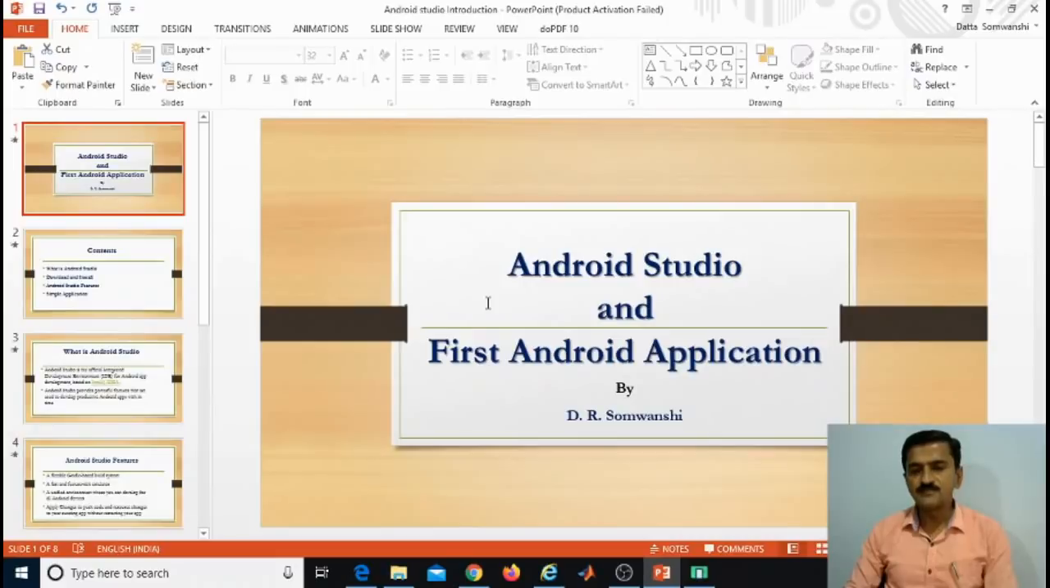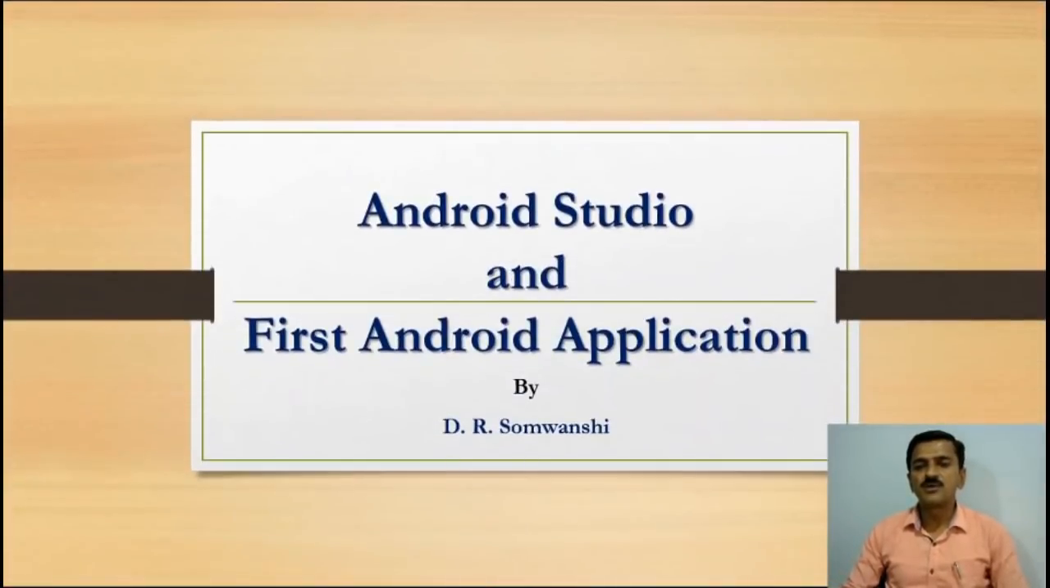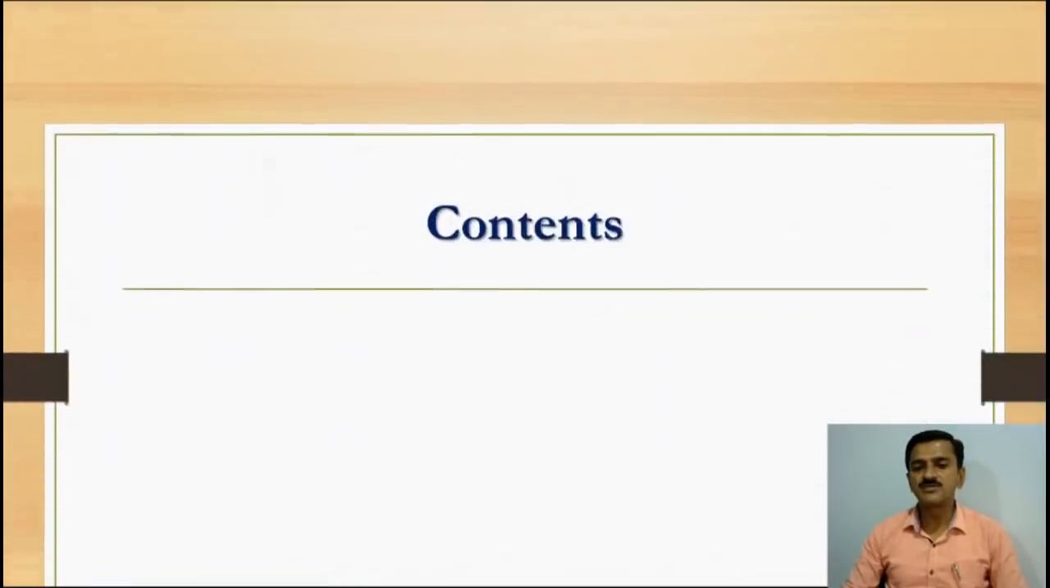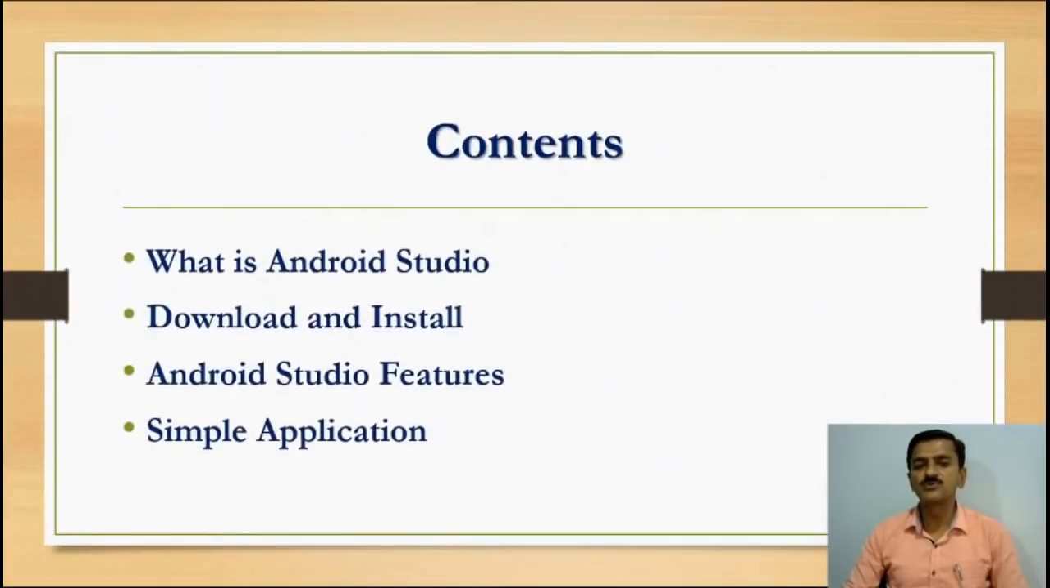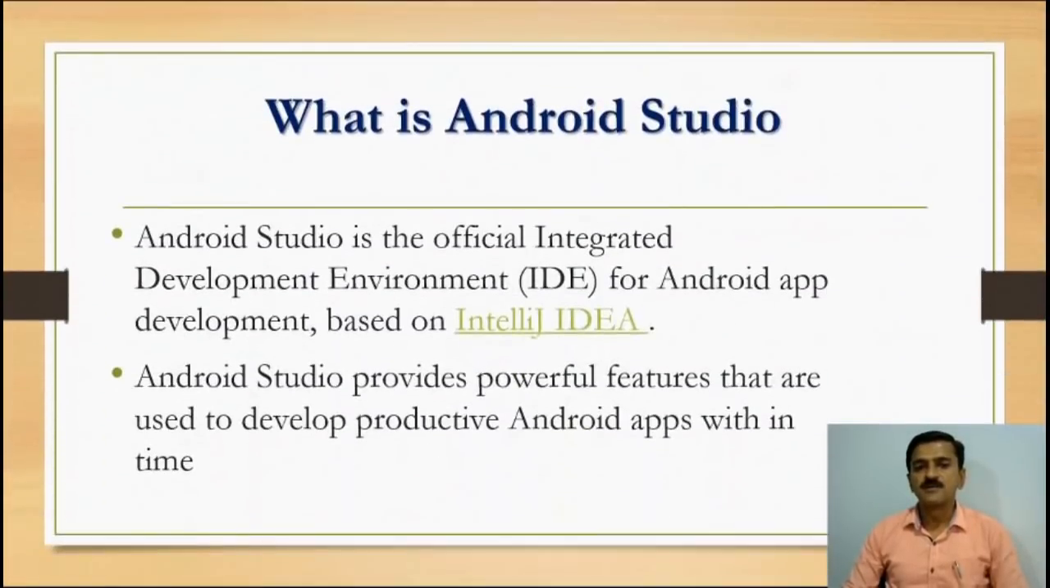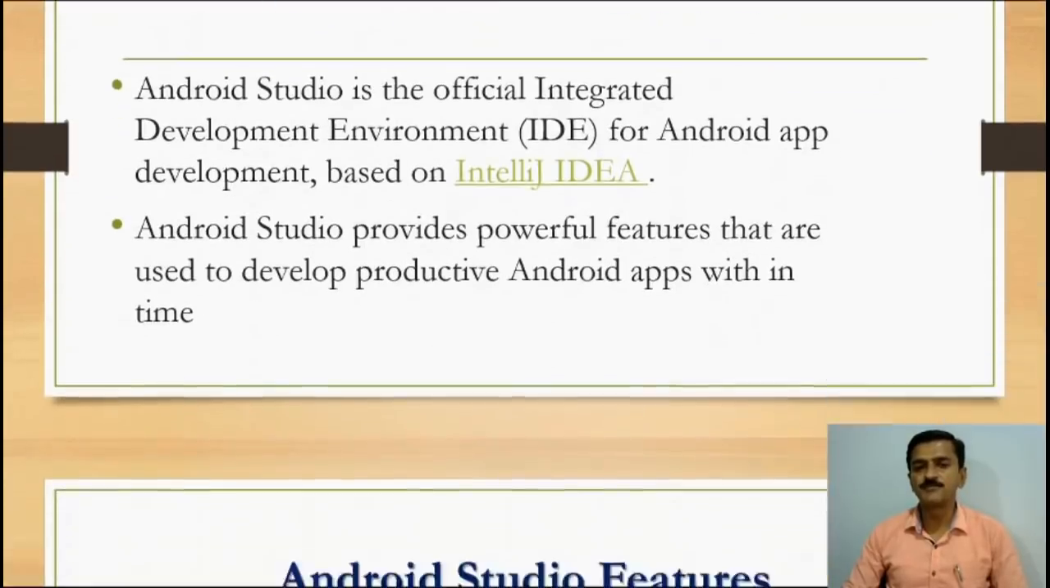So let's see. As I discussed, we are going to understand Android Studio and the first Android application. So these are the contents that we are going to discuss here. What is Android Studio? Android Studio is the official integrated development environment for Android app development, based on IntelliJ IDEA and developed by Google. Android Studio provides powerful features that are used to develop productive Android apps within time.